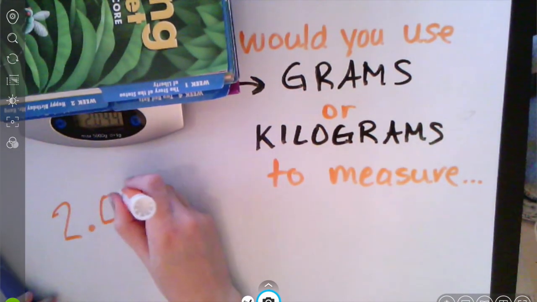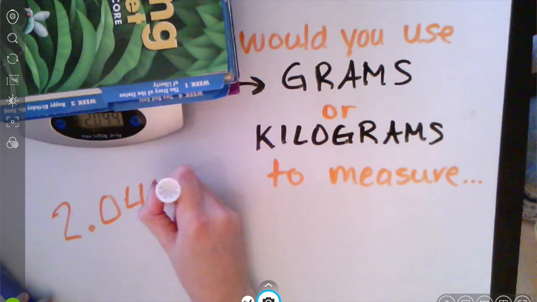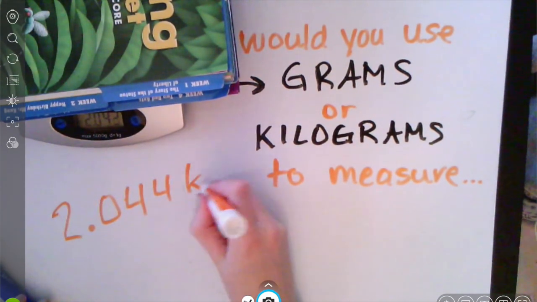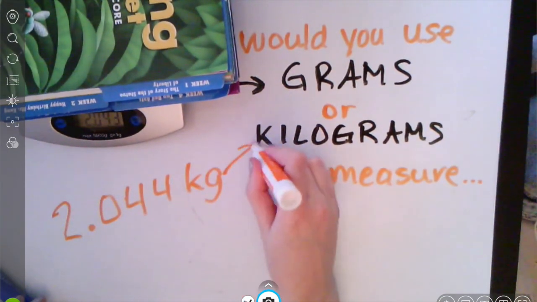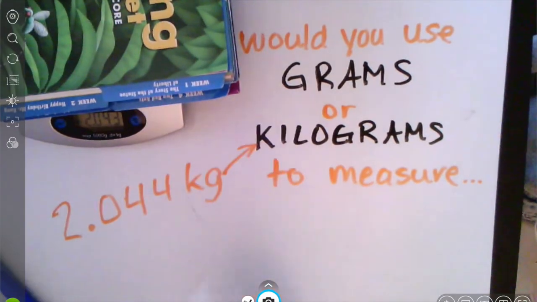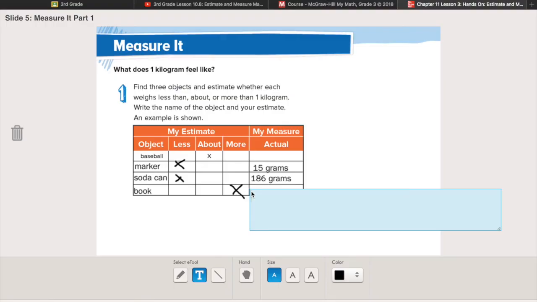2.044 kilograms. So that's just a tiny bit more than 2 kilograms. So it's definitely more than that Bible. It's actually twice as heavy. 2.044 is almost 2 kilograms. We could also say it's 2,000 grams.